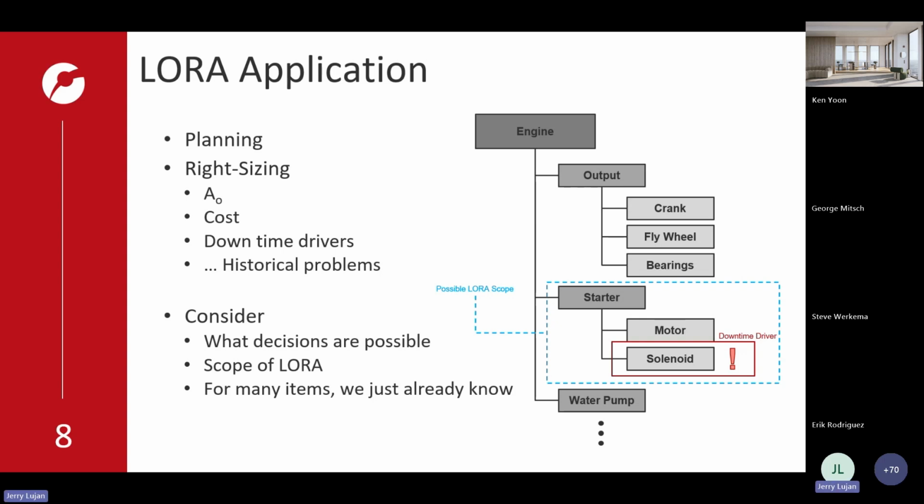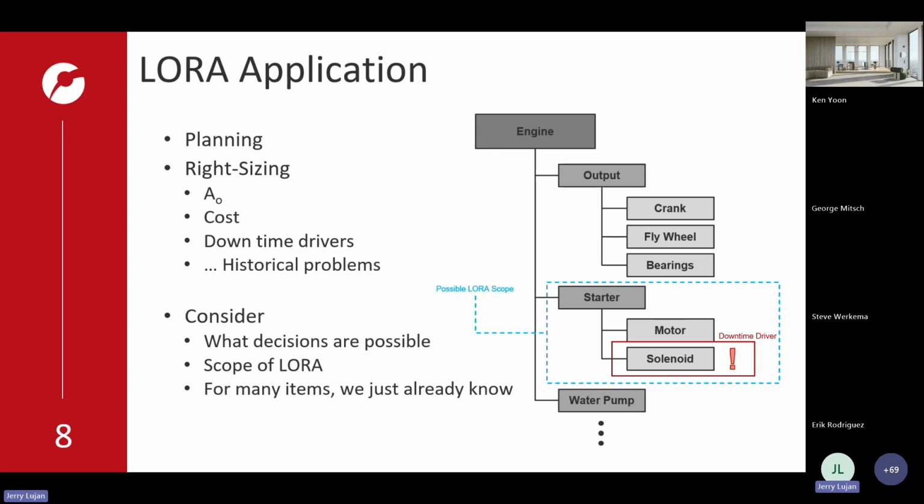When we say right sizing, we're usually addressing something. Again, A sub O, it might be cost. Again, cost can be a constraint in the DoD. We might look at downtime drivers. Again, this is to address A sub O. There might be some historical problems. We're going to get into a little bit more of that. But whenever we do that, there's going to be a certain scope of the LORA. That scope is, when I say scope, I mean what particular items within the LORA are we considering to actually change.